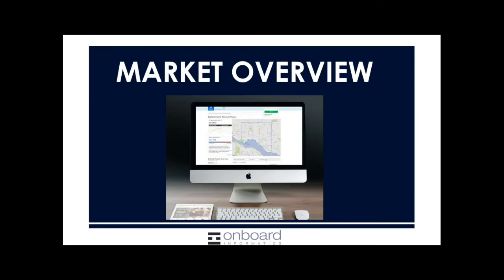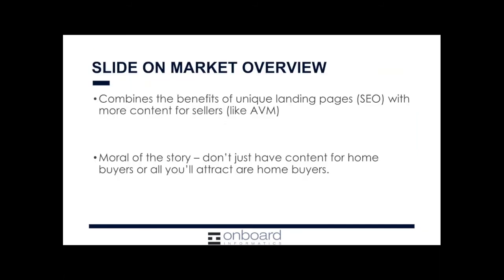Last but not least, we wanted to go over market overview. So what is a market overview? This is a page that doesn't discuss a specific home, but rather a specific market. It could be a neighborhood or an area, and it talks about insights, like whether it's a good or bad time to sell. It talks about the homes that have sold recently, and whether prices are trending up or down. So it is a piece of content that's not property specific like the AVM, but is valuable to people thinking of putting their home on the market.